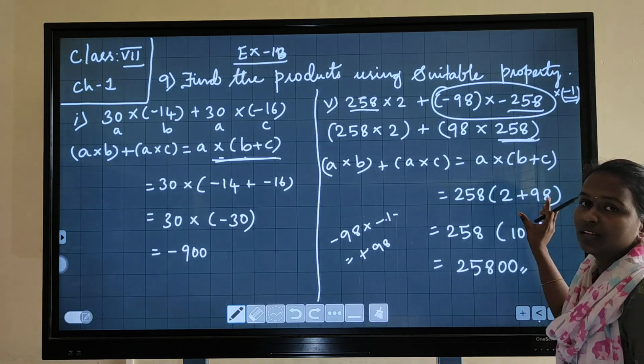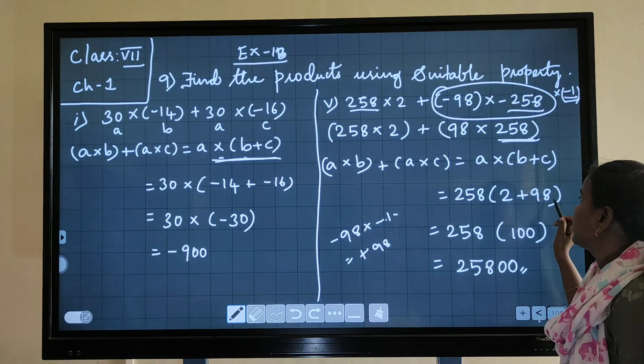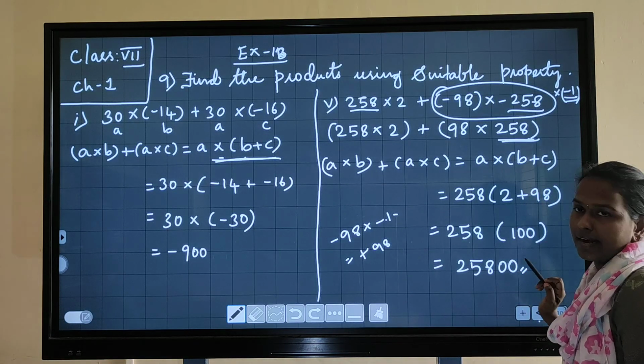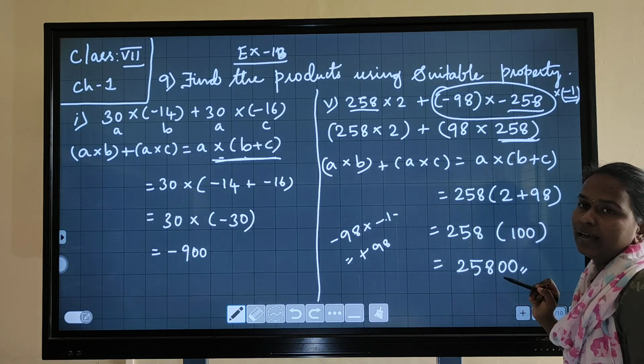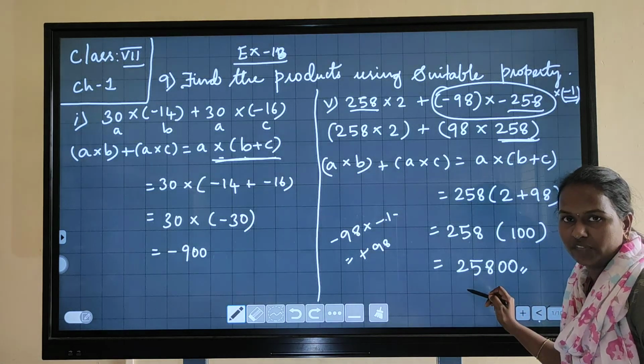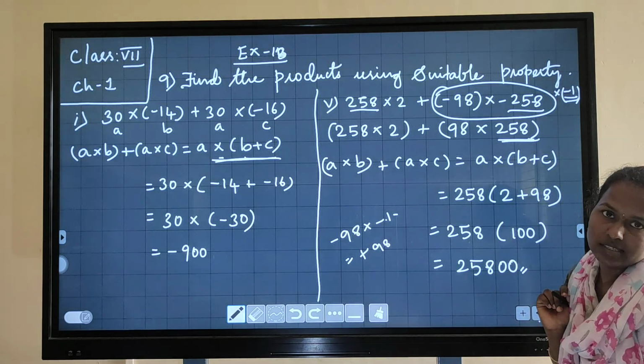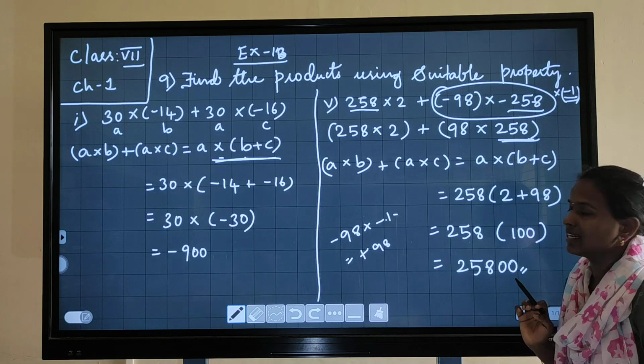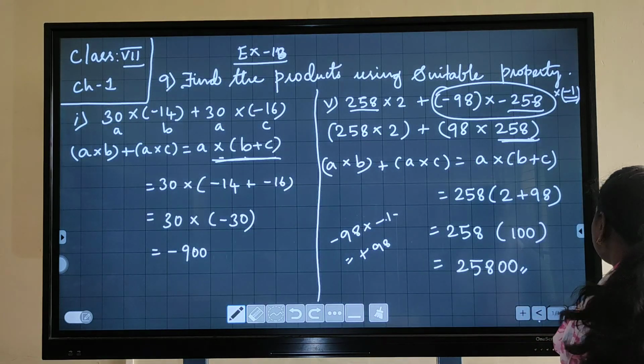First we are going to solve the numbers given inside the bracket. 98 plus 2 is equal to 100. Now 258 multiplied by 100. 1 times 258 is 258. How many zeros? 2 zeros. Just add them to that. So this is the answer, 25,800.